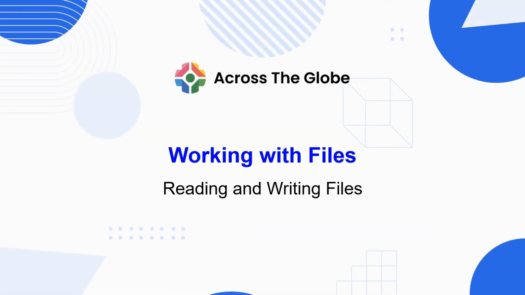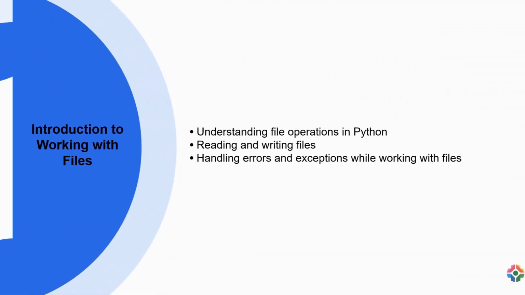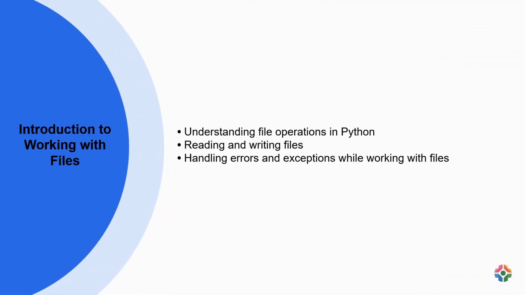Today we will learn about working with files. File operations in Python involve reading and writing data to and from files. Reading files is accomplished using the open function with the R mode, while writing to files uses the W mode.